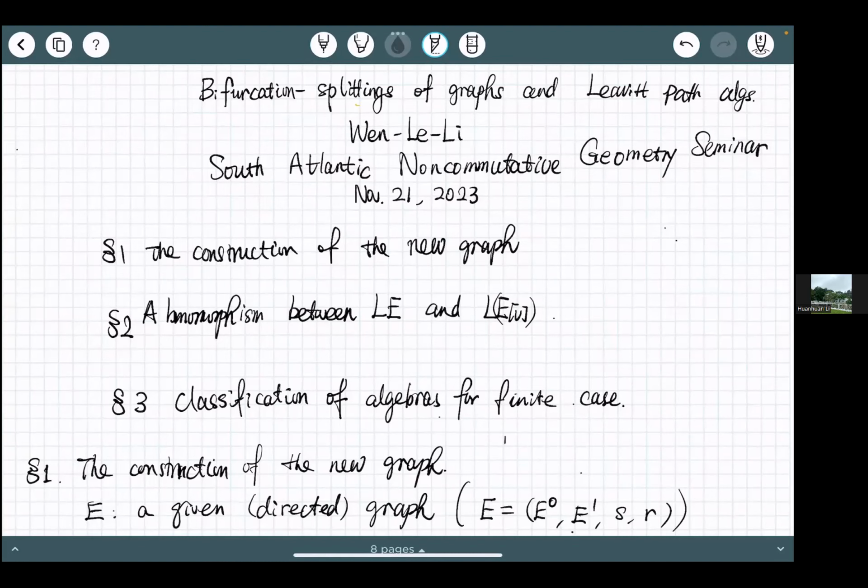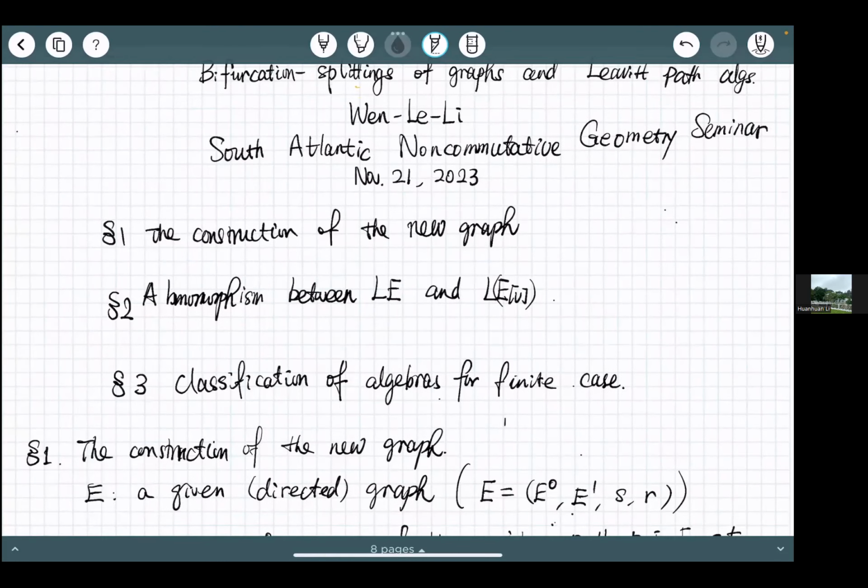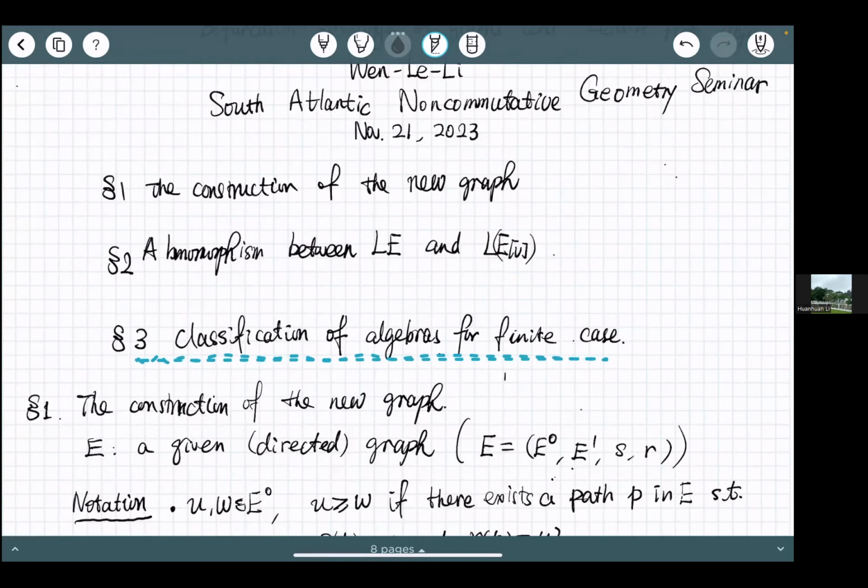So for my talk, basically I have three parts. In the first part, I will introduce the construction for the new graph. For the second part, I will talk about a homomorphism we construct between the Leavitt algebra for a given graph E and the Leavitt algebra for the new graph. And in the last part, for the finite graph case, we have a classification for these two Leavitt algebras.